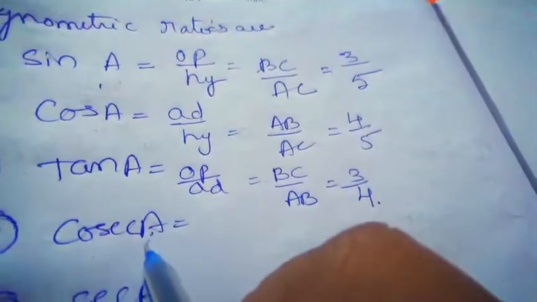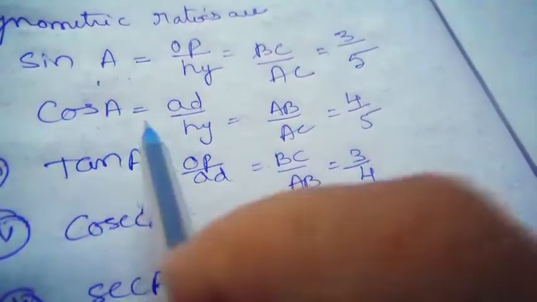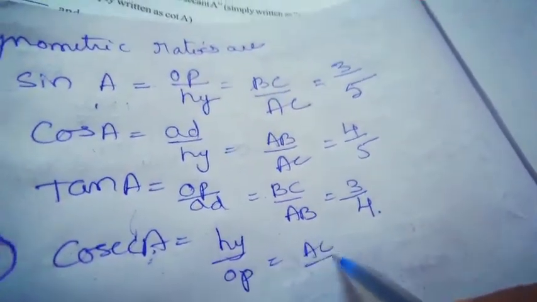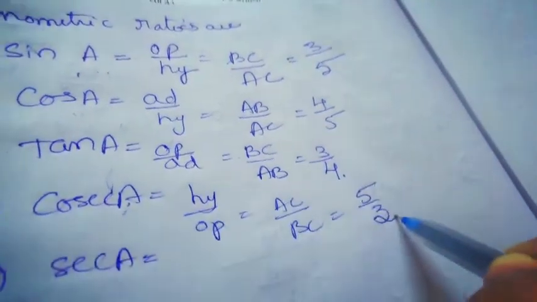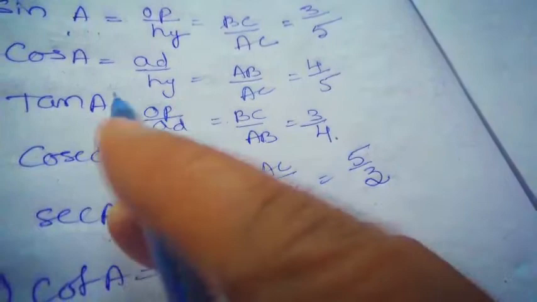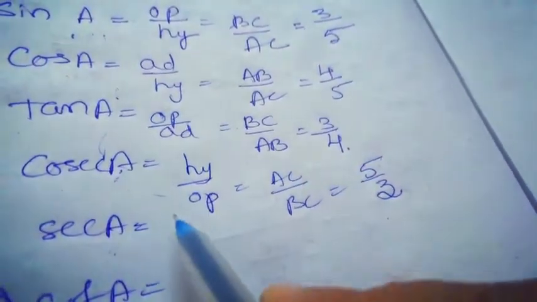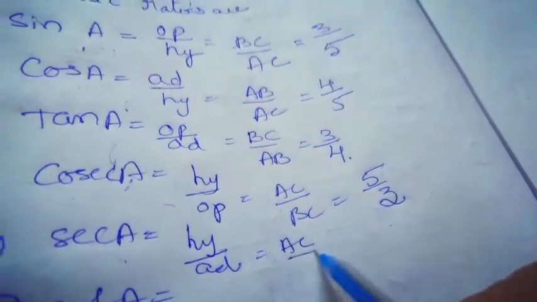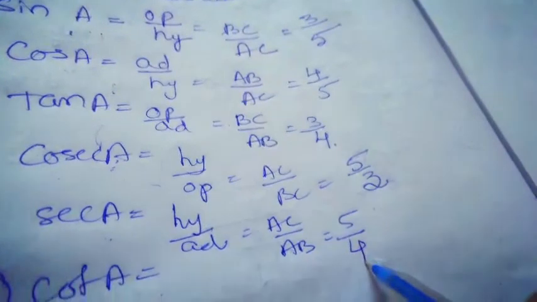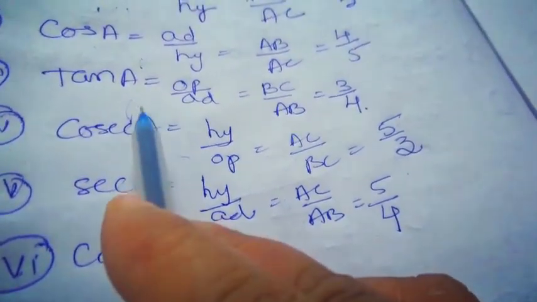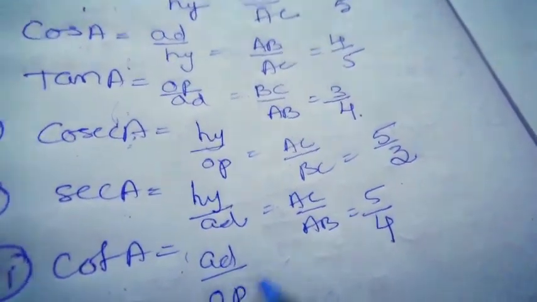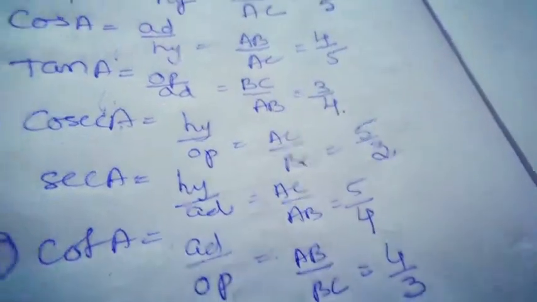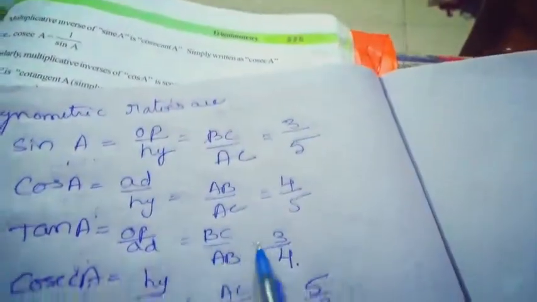What is cosec? The reciprocal of sin A. So it is hypotenuse by opposite side, AC by BC, that is equal to 5 by 3. Secant means reciprocal of cos, so hypotenuse by adjacent side, AC by AB, that is equal to 5 by 4. For cot, it is the reciprocal of tan A, adjacent side by opposite side, AB by BC, that is equal to 4 by 3. These are the values of the remaining trigonometric ratios.